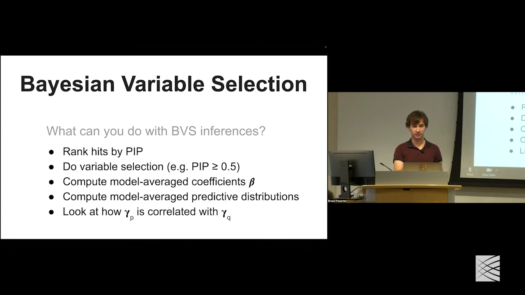We can also just compute model average predictive distributions, right? For every model, there exists a predictive distribution. We also have a posterior over models. So we take a posterior weighted set of predictive distributions across these different models, and we get this model average predictive distribution.